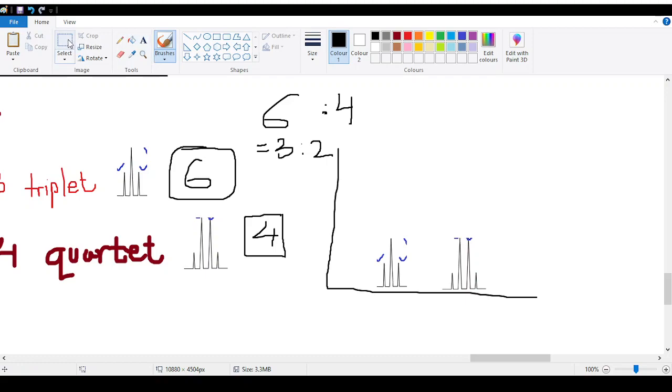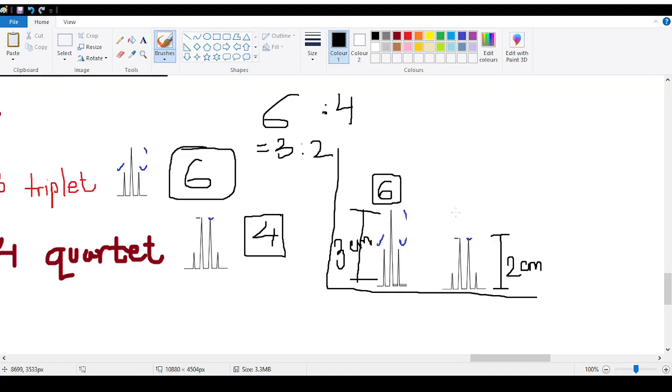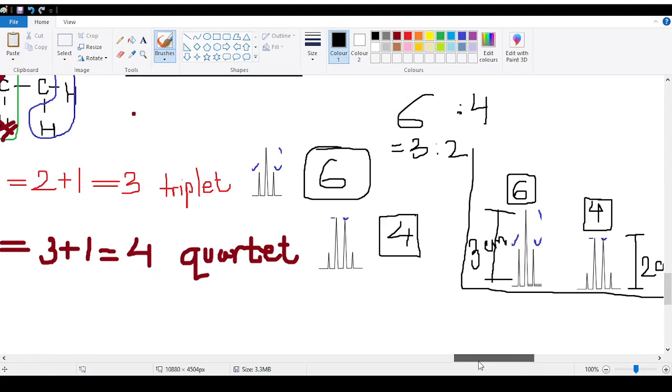Okay, so the bigger one is the triplet. So let me make this one bigger. So this will be roughly something like that. If I give you a simple example of the ratio, if this one is 2 centimeters in height, this one has to be 3 centimeters in height, because 6 carbons are responsible for this pattern and 4 hydrogens are responsible for this pattern. Is it fine? And if you simplify 6 to 4, you get 3 is to 2. I hope you understood this. If you have any more questions, I can move on.